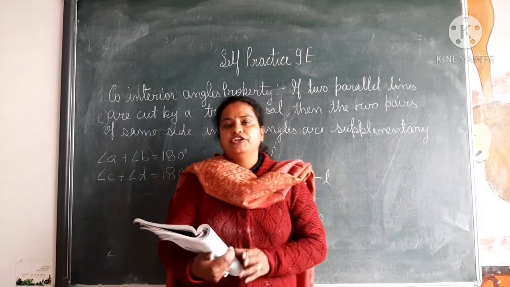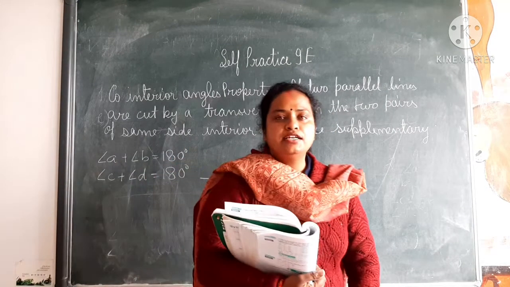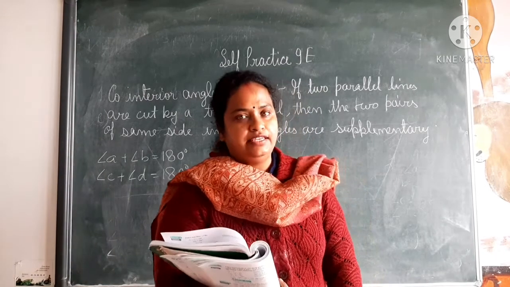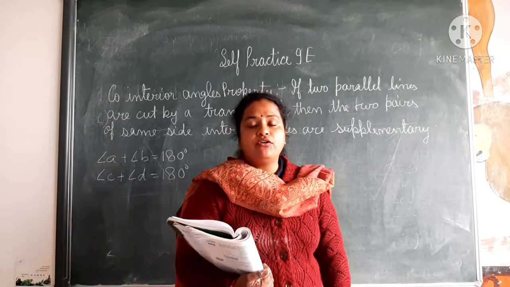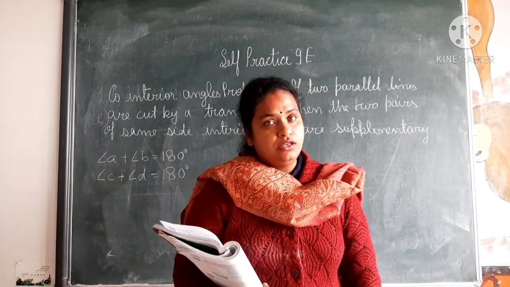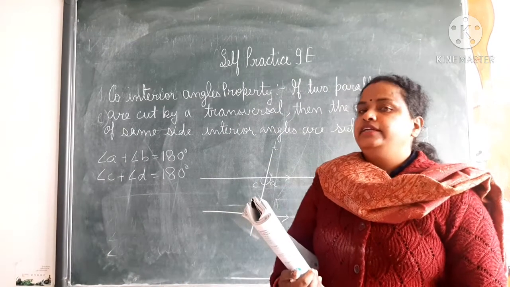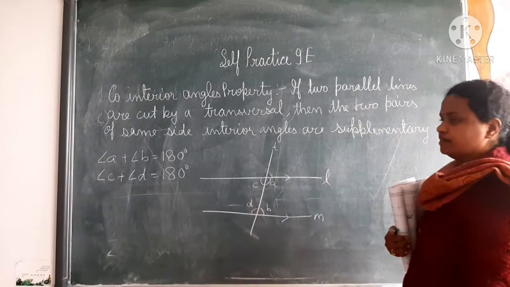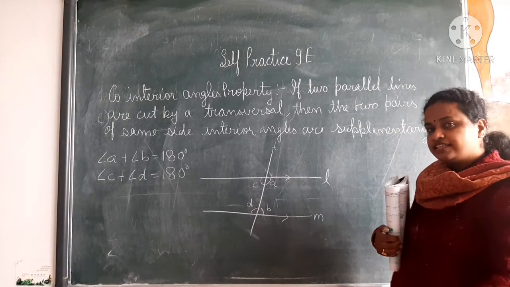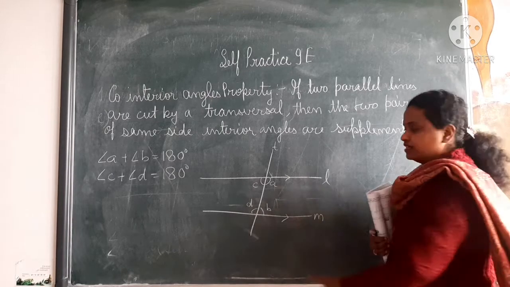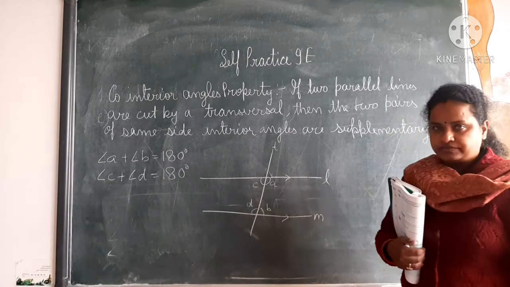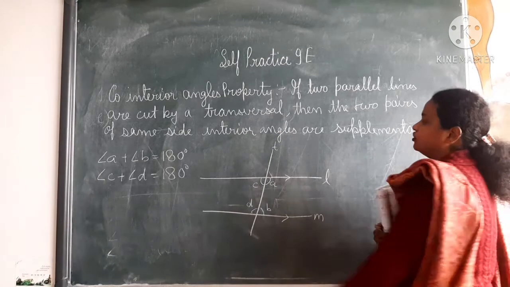Okay, now today we are going to start self practice 9e. Before starting, we should know what is the property of co-interior angles. So what is co-interior? By the name itself, it comes two angles which are in the interior part. So you can see A and B, C and D. Okay. So here what is given?